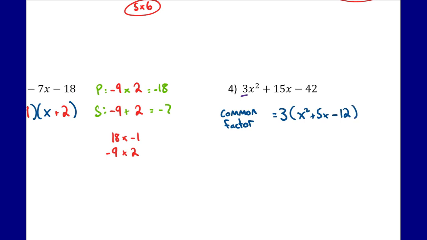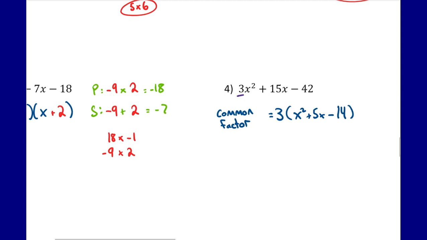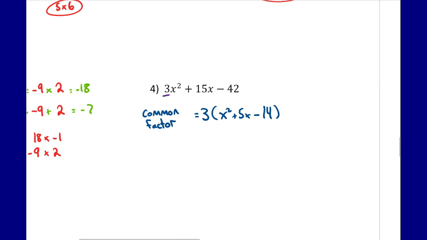I believe. Just double check that. Nope, not 12. So -14. So now that I see that in the brackets I have a simple trinomial, I can go through and look for my product. So 2 numbers that multiply to give me -14, and 2 numbers that add for the sum of 5. So again, because they're multiplying to a negative number, one should be positive, one should be negative. So let's start going through.